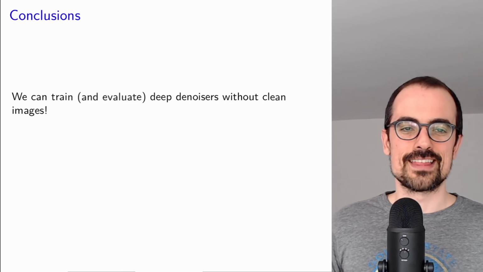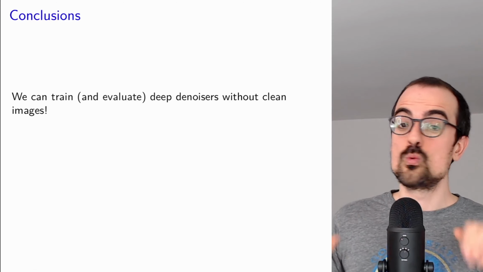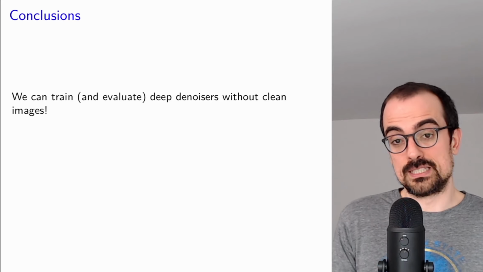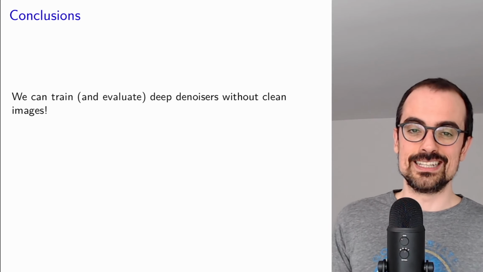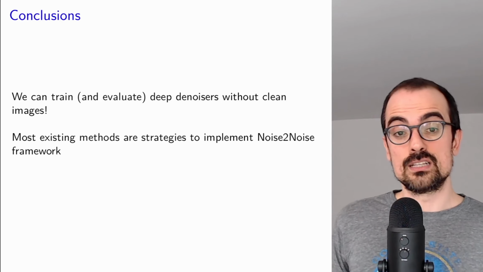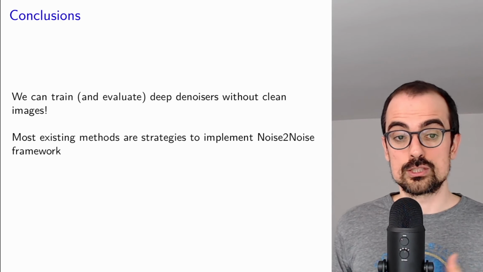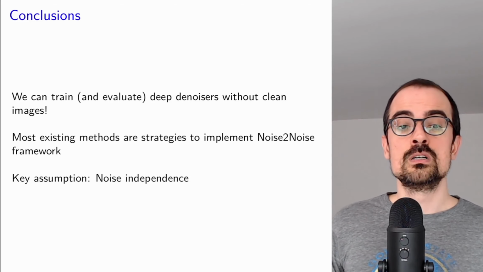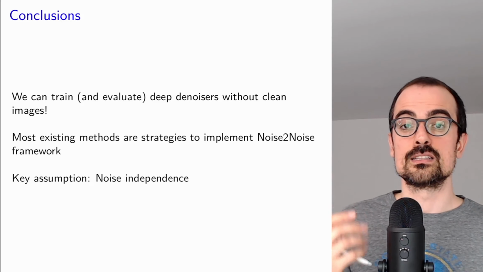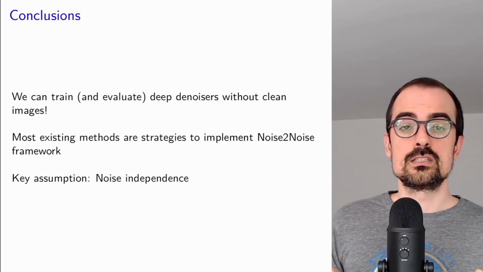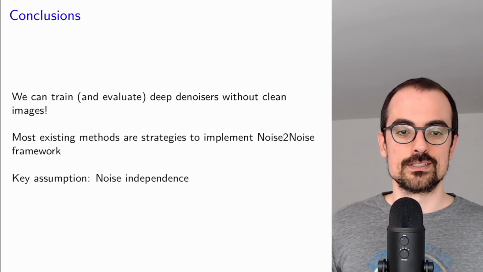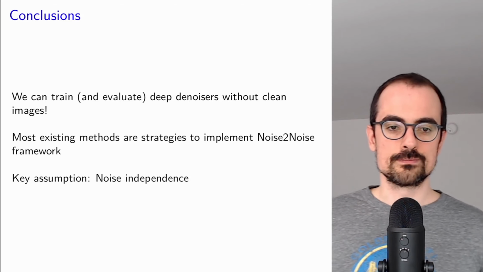So the conclusions are that we can train and evaluate deep denoisers without access to clean images, which is a game changer for specifically scientific imaging applications where it is unclear what the clean image would actually look like. Most existing methods are strategies to implement the noise-to-noise framework, and we do assume noise independence between the noisy target and the output of the network, which can be a challenge in practice because noise is actually correlated quite often. So that's really a challenge for future research.